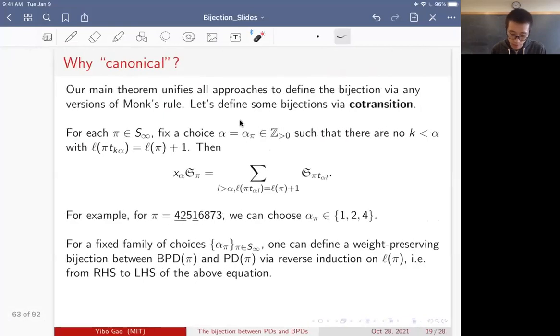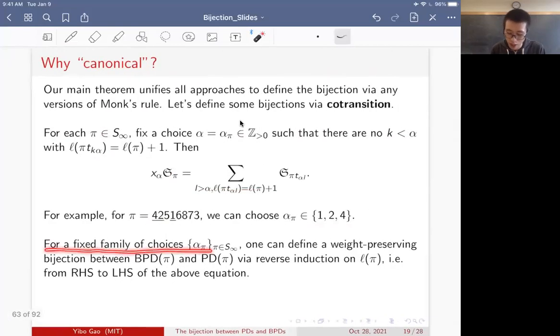So now what I'm going to do is fix a family of choices alpha for all the permutation phi. I'm going to fix a family of choices for all the permutation phi, and then I'm going to define a weight preserving bijection between the bumpless pipe dream and the pipe dream by reverse induction on the length of pi, assuming that we already have those bijections for Monk's rule in the literature.